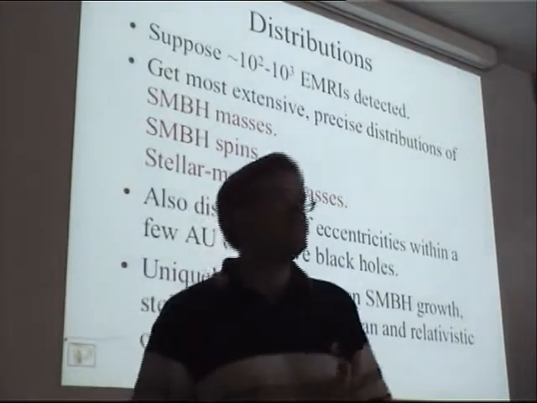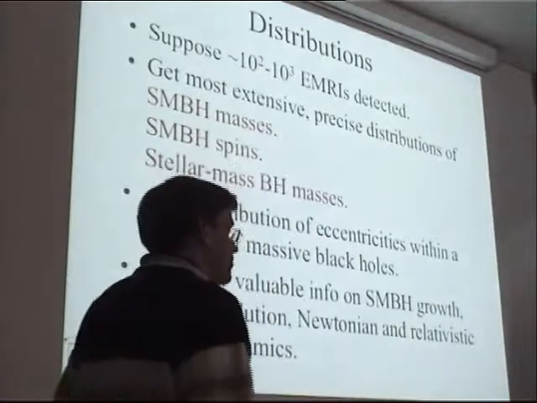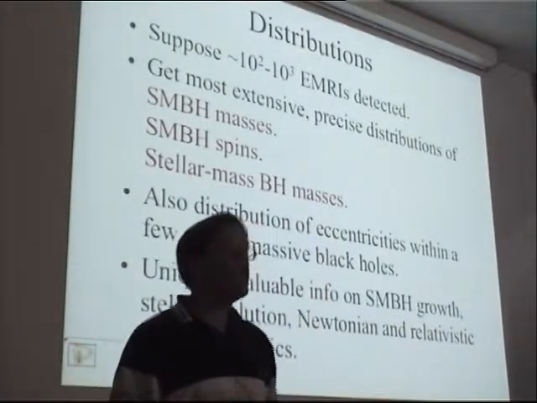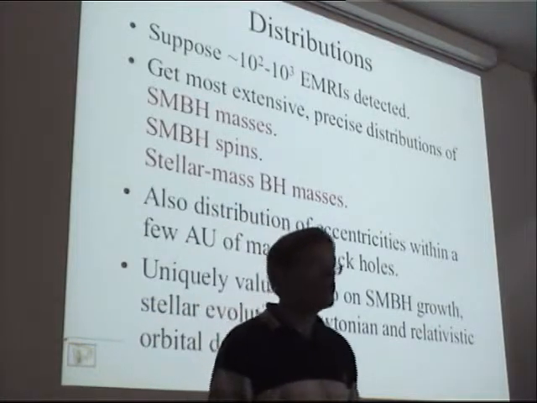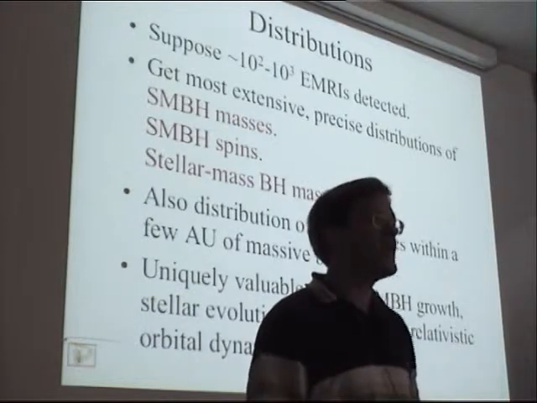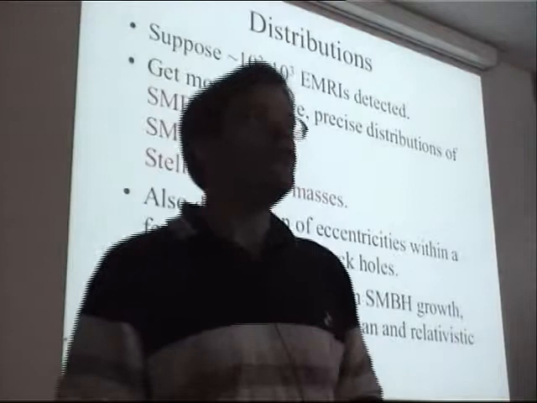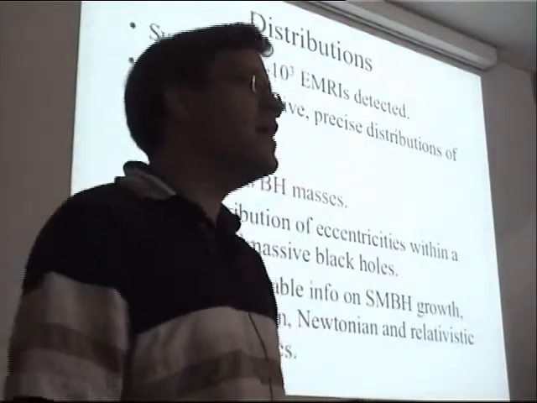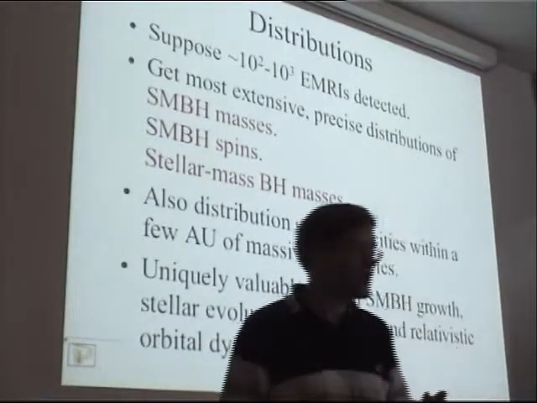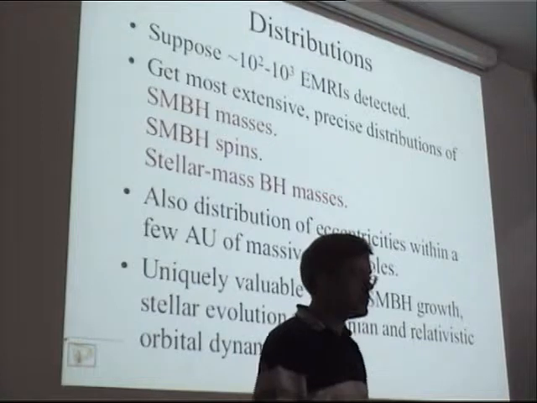In addition, since many of the EMRIs, when they get into the LISA band, are going to be quite compact in their orbits, this means that we'll have information about the eccentricity, say, or other characteristics of orbits within a few astronomical units of massive black holes. Right now, the closest orbits we are aware of to massive black holes of small objects come possibly within 40 AU at periastron. These are the ones in the center of our galaxy. So this is a unique space of dynamics to explore.